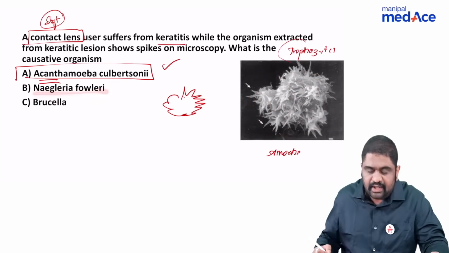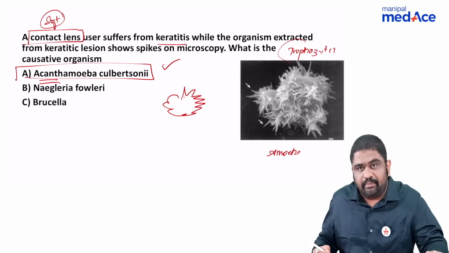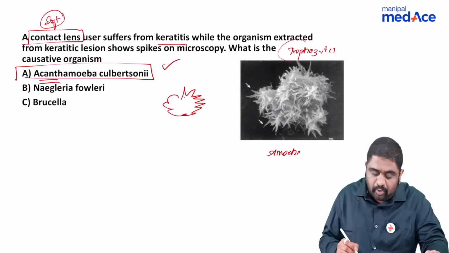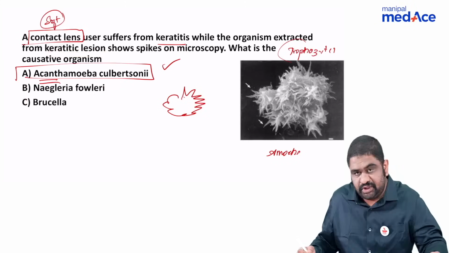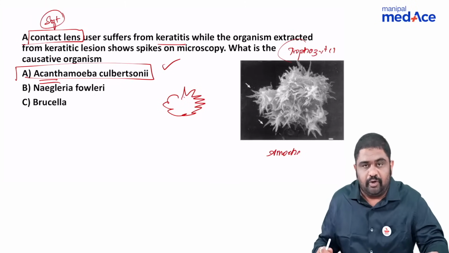Naegleria fowleri is a free-living amoeba. Balamuthia mandrillaris is also a free-living amoeba, but both of them are not known for causing keratitic lesions in soft contact lens users, but all three are capable of causing meningoencephalitis.